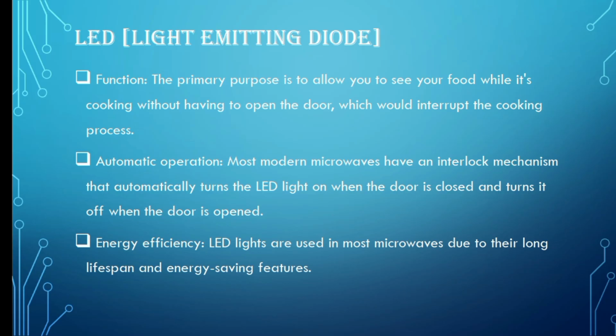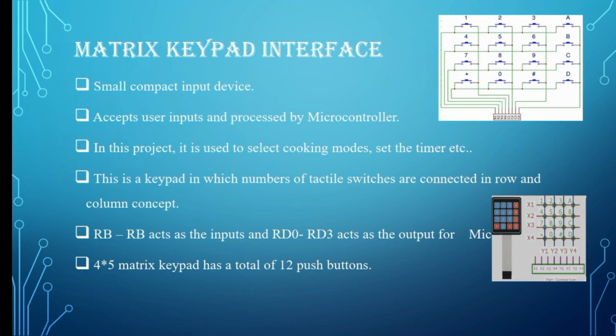And the next is the matrix keypad interface, which is a small, compact input device that accepts the user's input, which is processed by the microcontroller. In this project we use it to select cooking modes, set the timers, etc. This is a keypad in which a number of tactile switches are connected in a row and column concept, where RB act as the inputs and RD0 to RD3 act as outputs. The 4 by 3 matrix keypad has a total of 12 push buttons.